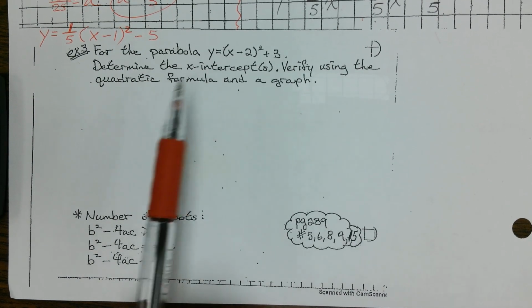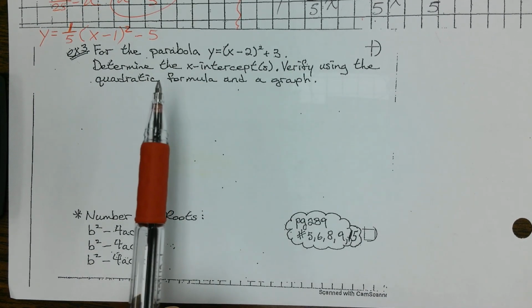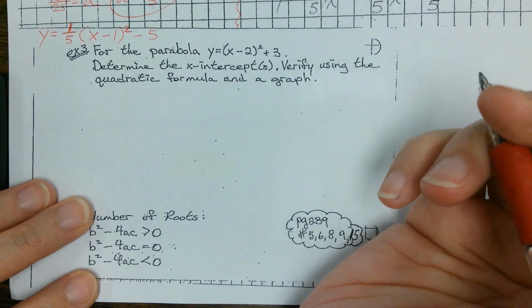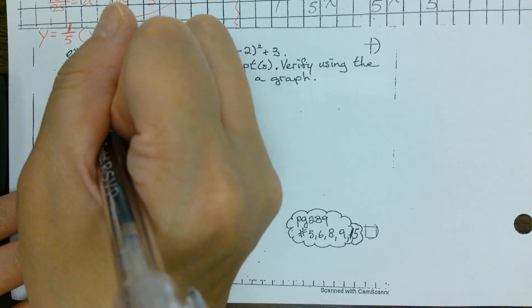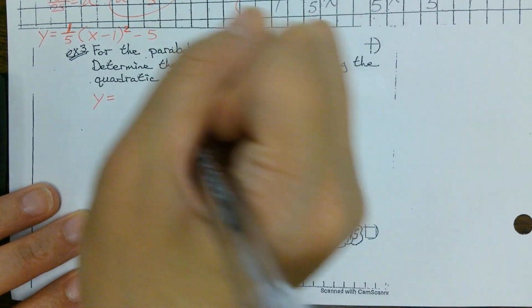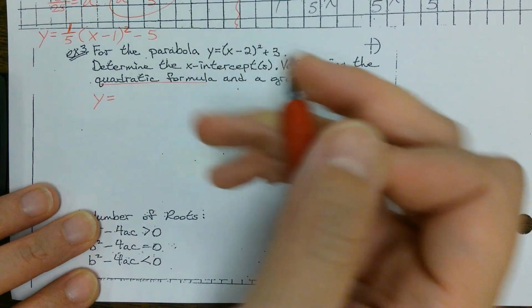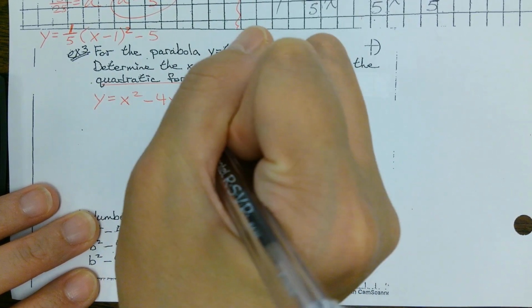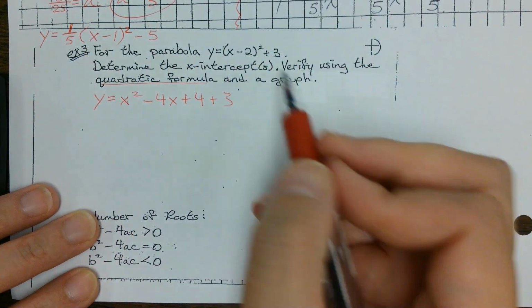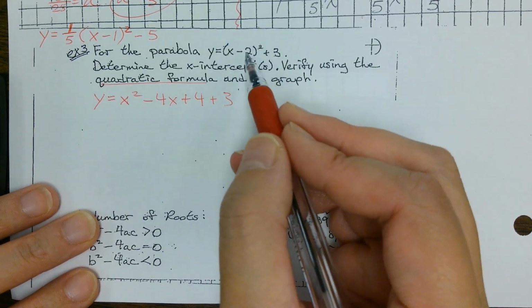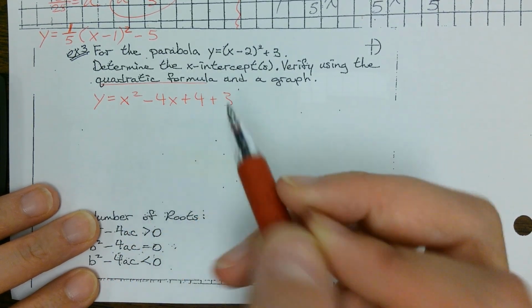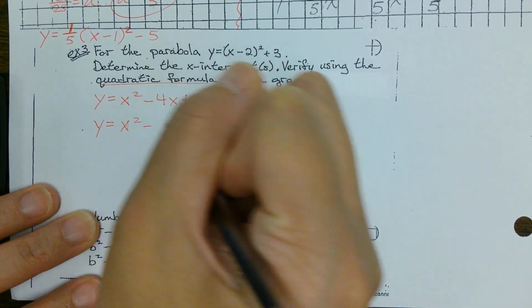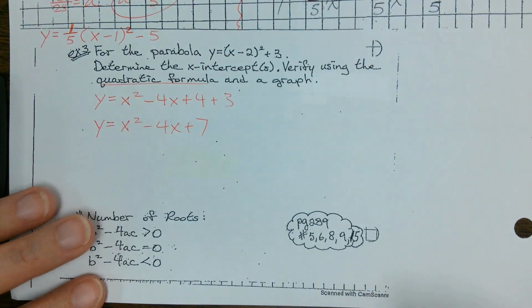Okay, for this parabola right here, determine the x-intercepts using the quadratic formula and a graph. So let's expand this out first because I want to use the quadratic formula. So I get x squared minus 4x plus 4 plus 3. When you do FOIL for this, you'll get this part. So when I simplify, I get y equals x squared minus 4x plus 7. Right?